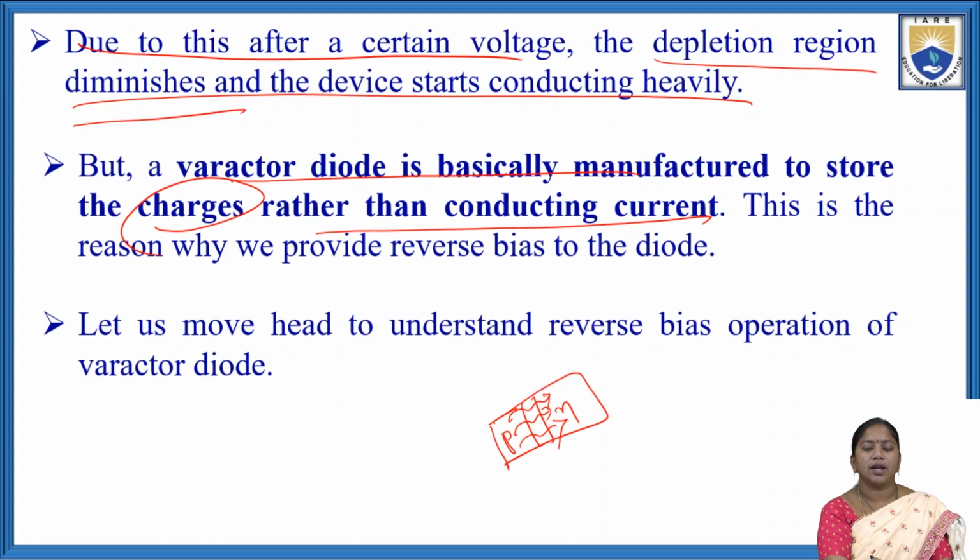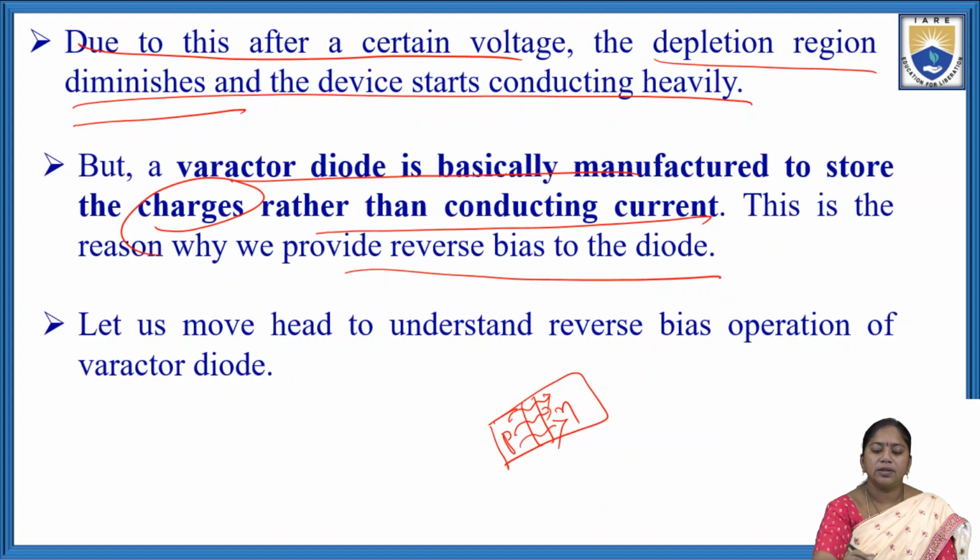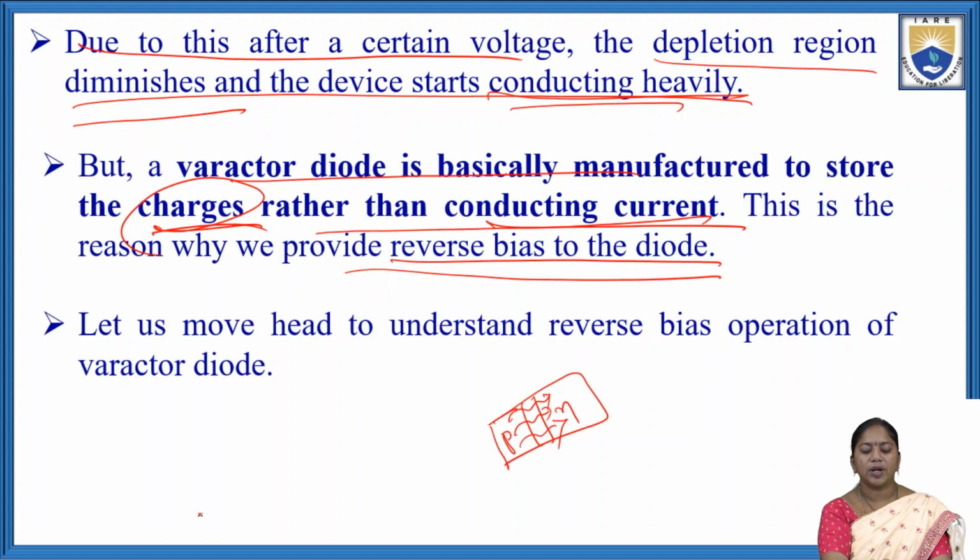This is the reason why we provide the reverse bias to that diode. After applying a certain voltage, the depletion region disappears and the device starts conducting. But the varactor diode is fabricated to store charges rather than conduct current. This is the reason why we operate the varactor diode in reverse bias mode.